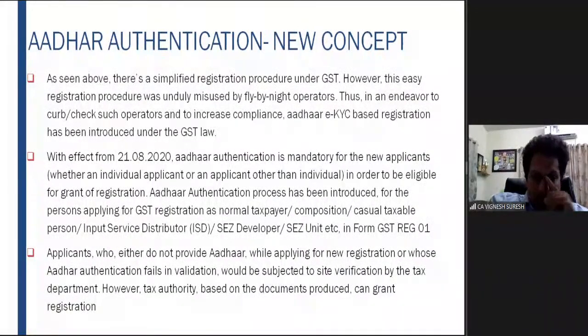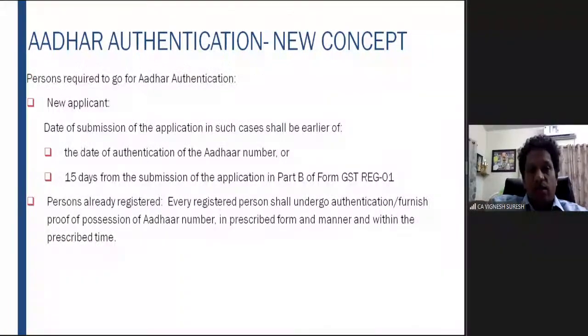So therefore, the third point, if you see here, whoever does not provide the Aadhaar will be subject to site verification by the tax department. Therefore, based on the documents produced, she can grant the registration. So who is the person required to go for Aadhaar authentication? In case of a new applicant, a person who is first time applying for the GST registration, he can go for the Aadhaar authentication. The date of submission of the application shall be the date of authentication of the Aadhaar number, or within 15 days from the submission of application in Part B of REG-1 form.